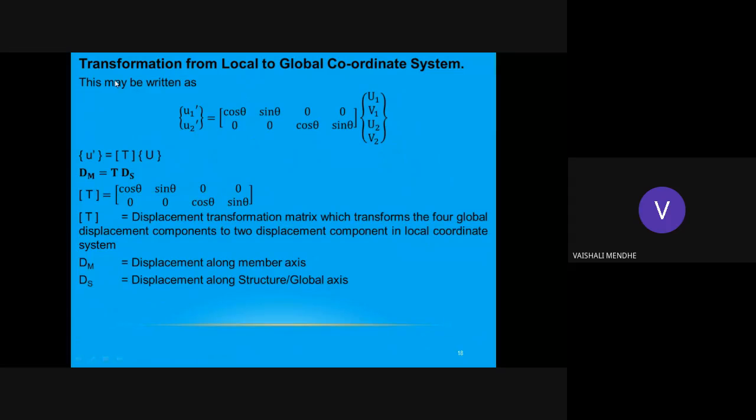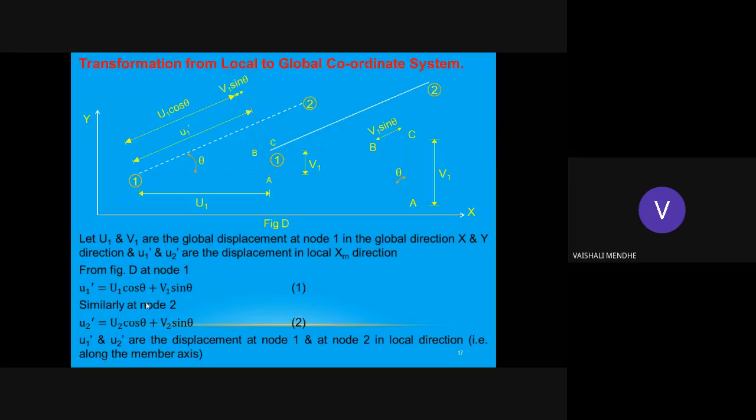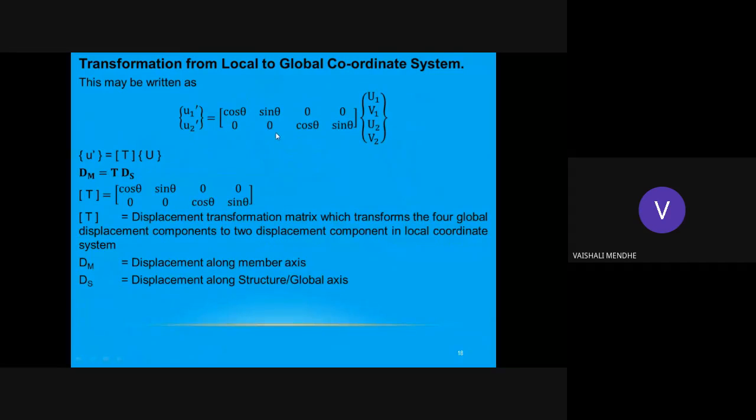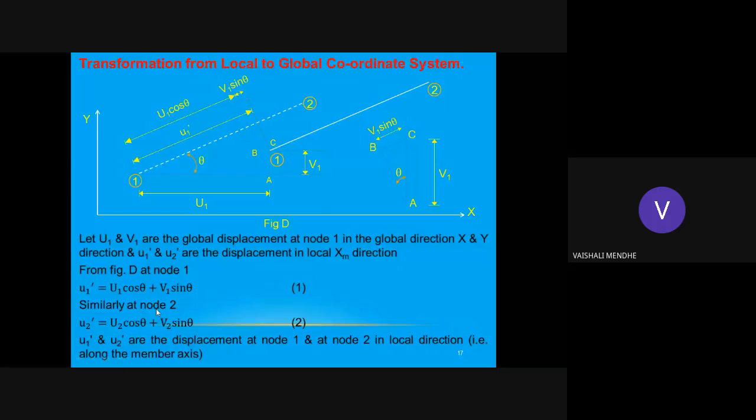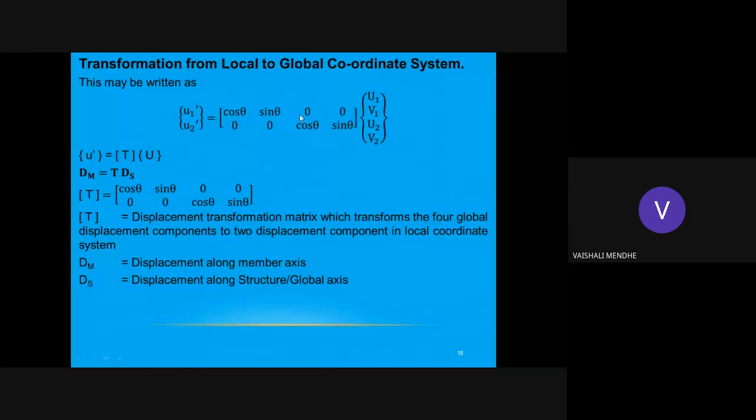So this may be written as u1 dash, u2 dash is equal to cos theta sin theta 0 0, then 0 0 cos theta sin theta, because here you have to write down u1 v1 u2 v2. So cos theta sin theta 0 0, 0 0 cos theta sin theta, into u1 v1 u2 v2.